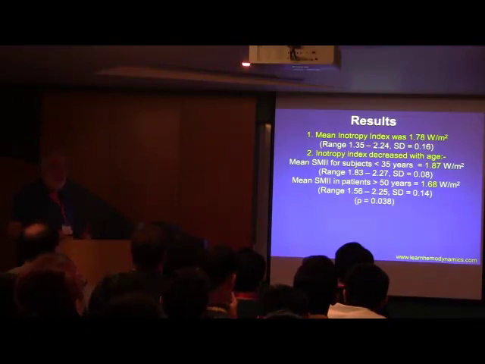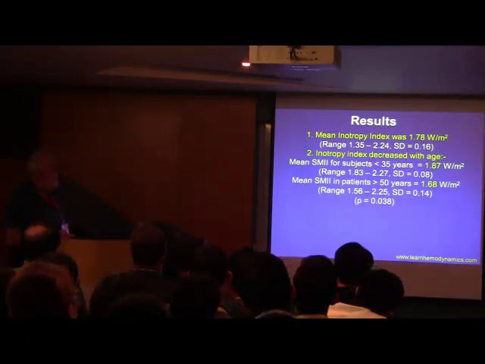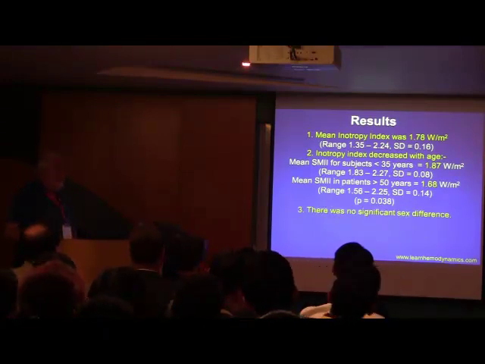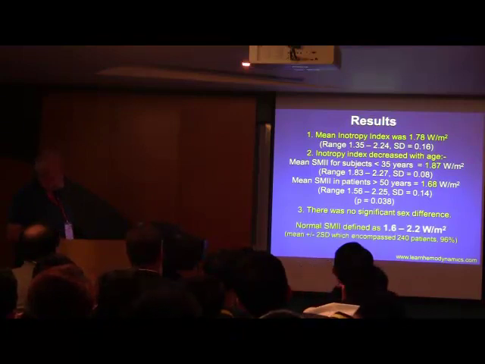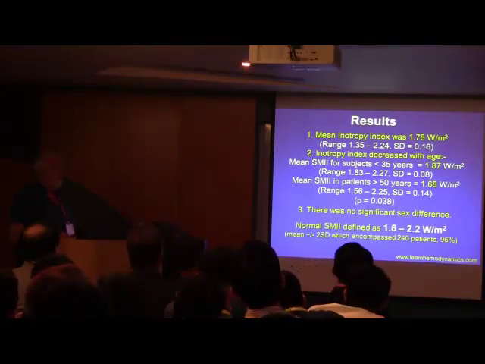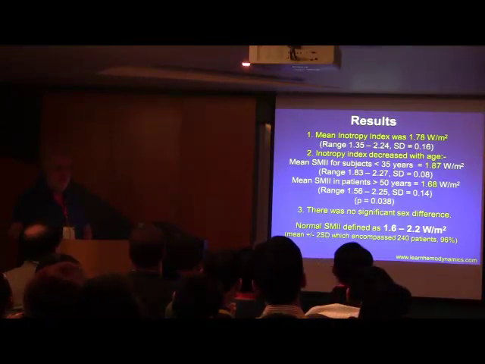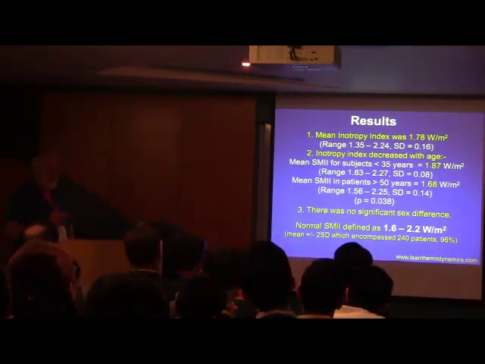So guess what? As you get older, your heart gets a bit weaker. Maybe that shouldn't come as a surprise. And very usefully, there's no difference between the sexes. So from that, we could define what's normal, which is around about 1.6 to 2.2. Let's say about 1.8 is normal.